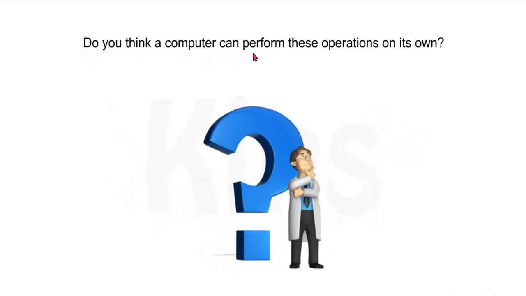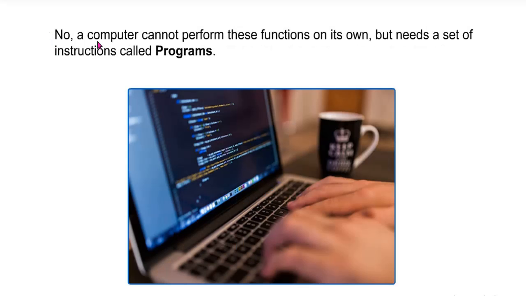Do you think a computer can perform these operations on its own? Example, I say to the computer, hey computer, please do 10 plus 20. What is the answer? Will the computer understand what is 10, what is 20, and what is the meaning of the word add? No. A computer cannot perform these functions on its own, but needs a set of instructions called programs. So what is the definition of program? A set of instructions is called program.